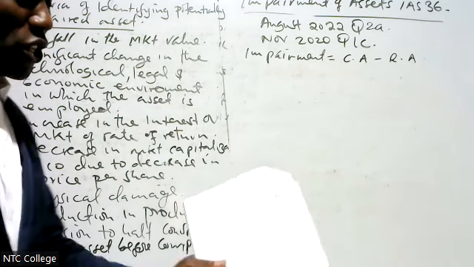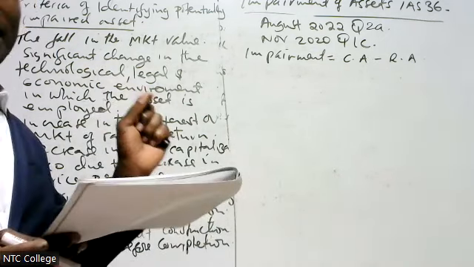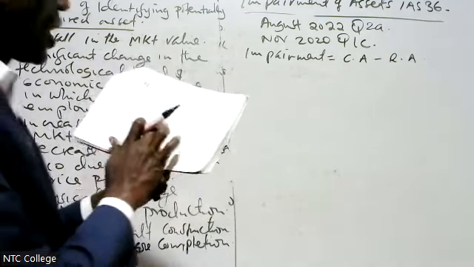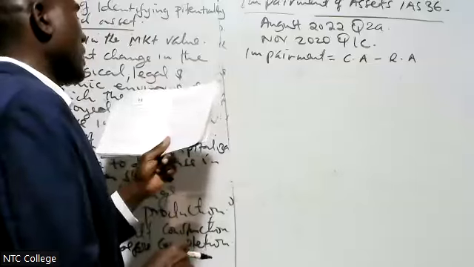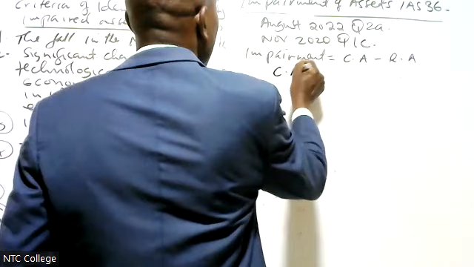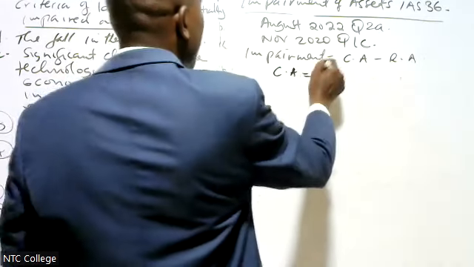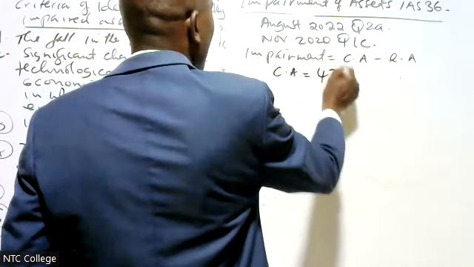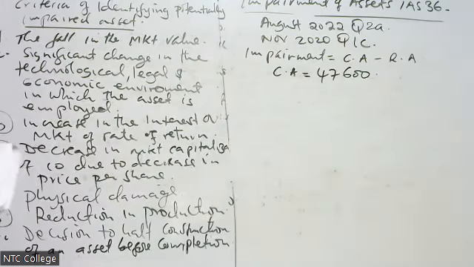Therefore, in a question like this one, if the examiner wants impairment, then I will ask myself, do I have the carrying amount, the book value? When you check in this question, the examiner has given us the carrying amount of all the assets. Carrying amount equals 47,600. Total is 47,600. I believe you can see it. He has already given us the carrying amount.